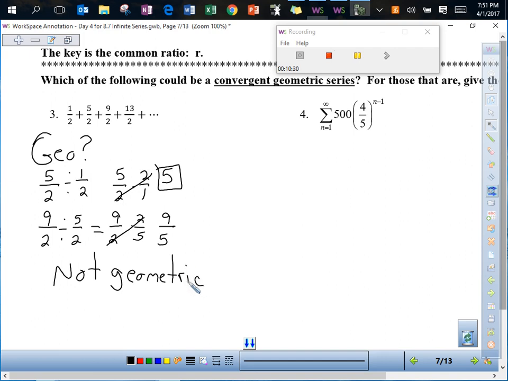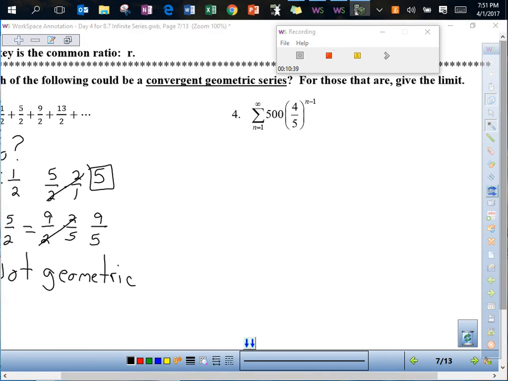And we're going to move on. We're done with that one. So do not use your formula unless it's purely geometric. Okay? Here comes number 4. This thing is automatically geometric.